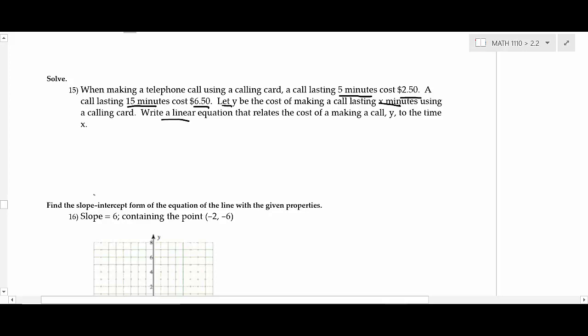So what you really have is 2 points. Your first point is 5, 2.50. So you want to write that down. Your next one is 15, 6.50.